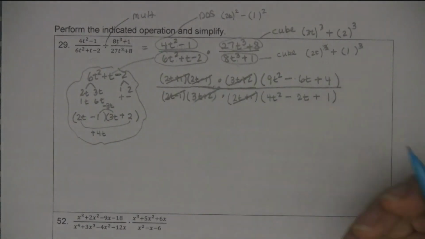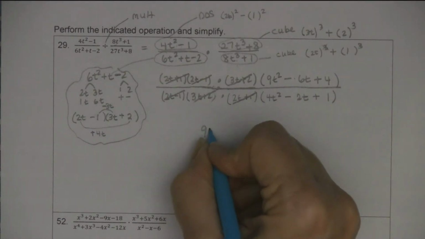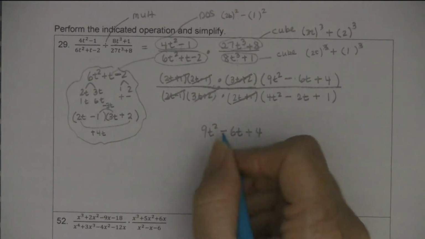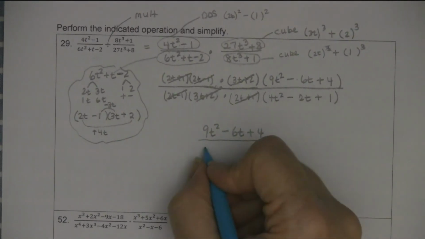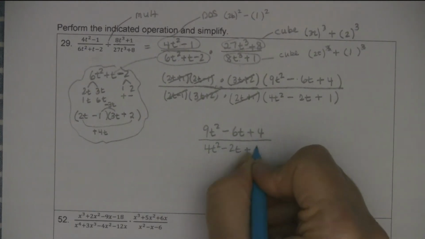And these trinomials won't reduce with one another, and they won't factor. They're not exactly the same. So that's our answer: 9t squared minus 6t plus 4 over 4t squared minus 2t plus 1.